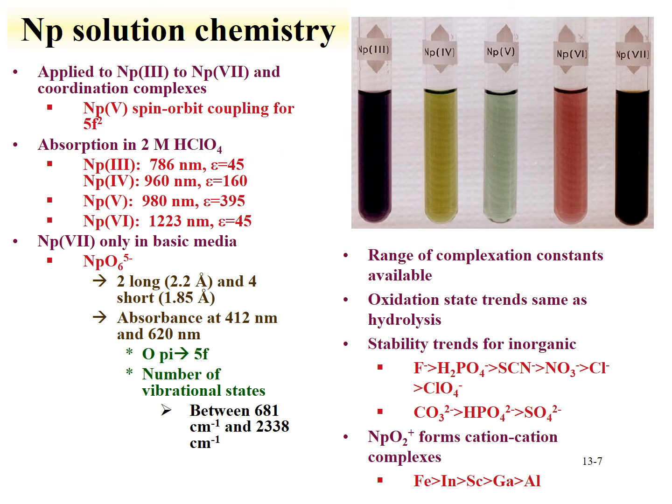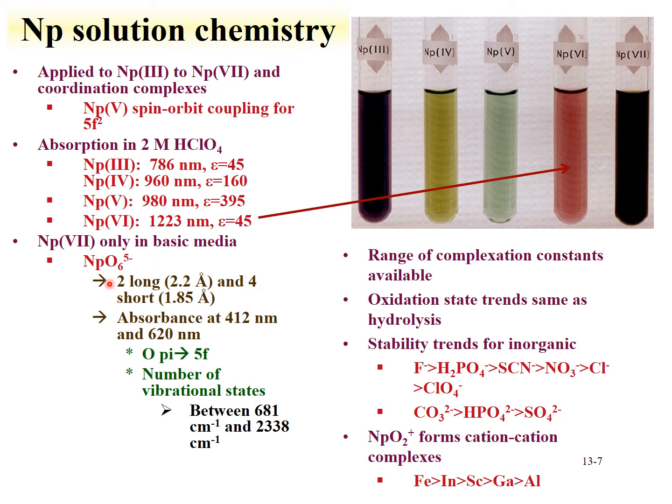Tetravalent neptunium, a little bit higher at 960 with a larger extinction coefficient. The prominent oxidation state in solution, neptunium-5, has a very large molar absorptivity, close to 400, and is in the near IR region, close to 1,000. And neptunium-6 is over 1,000, at 1,200 nanometers, with a molar extinction coefficient of 45.